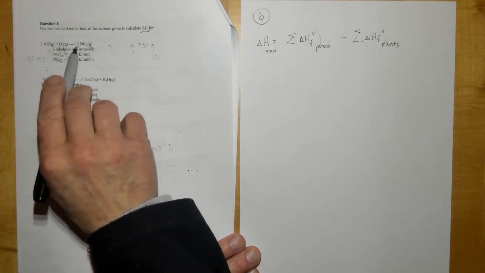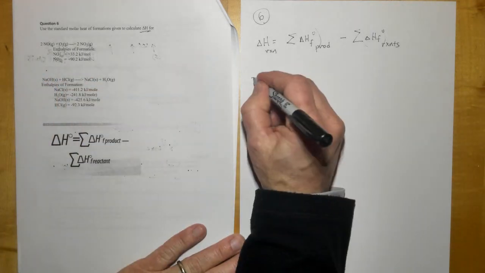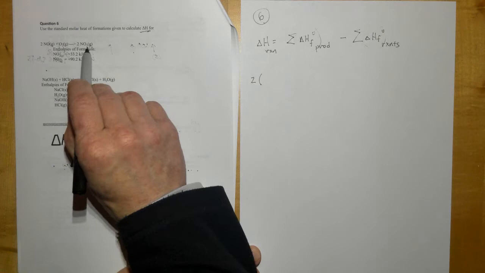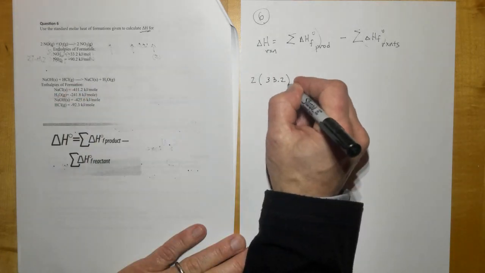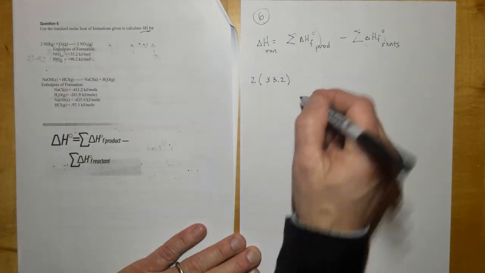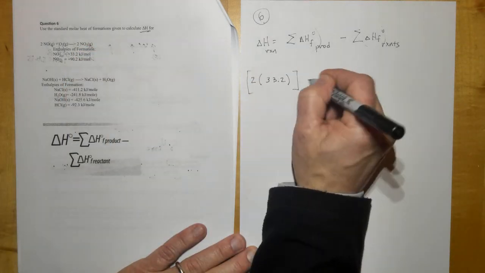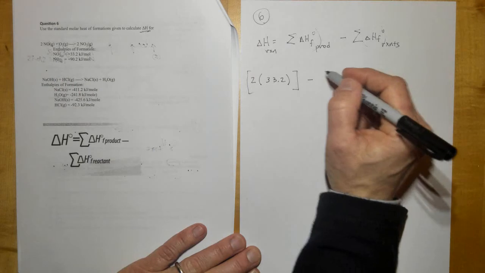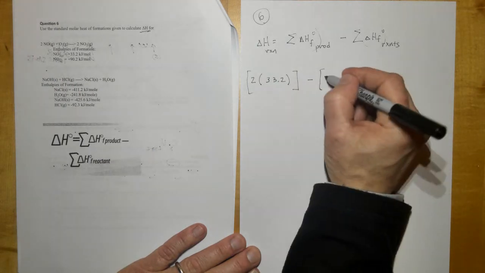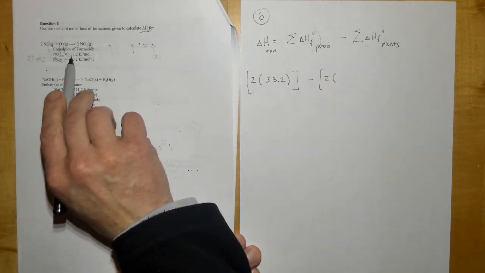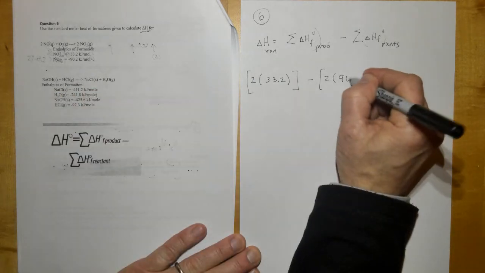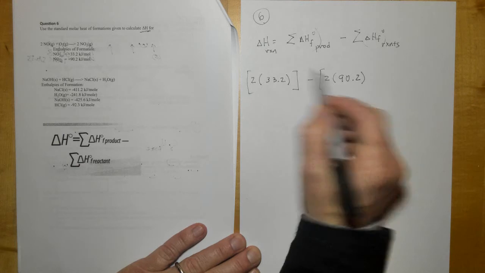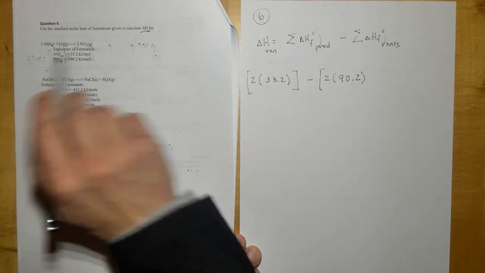So for this one, we have products right here. So 2 times NO2, and NO2 is given to us as positive 33.2 kilojoules per mole. They're all in kilojoules per mole, so I won't do the units here. Minus the reactants. And the first reactant is 2 times NO, which is positive 90.2. Notice I multiplied it by 2 because there's a 2 right here.